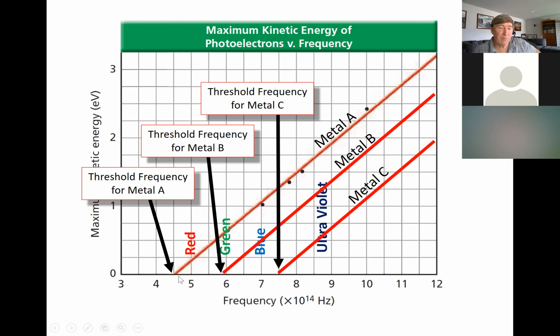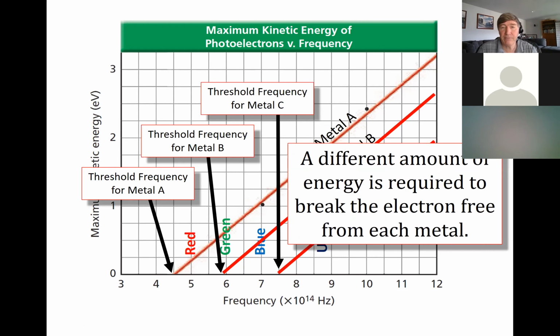But if you were right here at 4.5 times 10 to the 14th hertz, the electrons that you get out would just barely make it out. They would have zero energy. They would escape from the metal, but they wouldn't have any energy, so they just sit there. If you want them to actually have some energy after they come out, then you have to go up above 4.5. For metal B, the threshold frequency is a little bit higher, and for metal C, it's higher still. So this threshold frequency is an indicator for how much energy you need in order to break the electrons free from the metal.